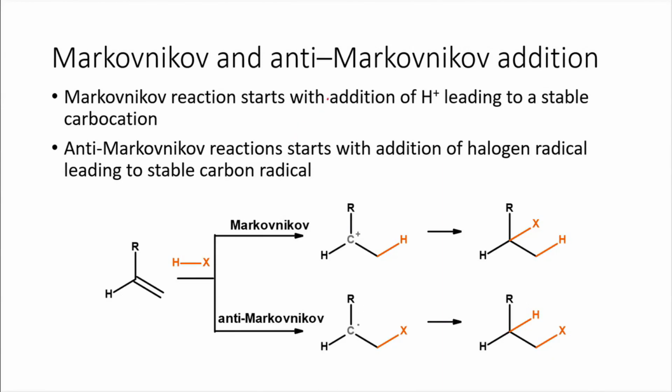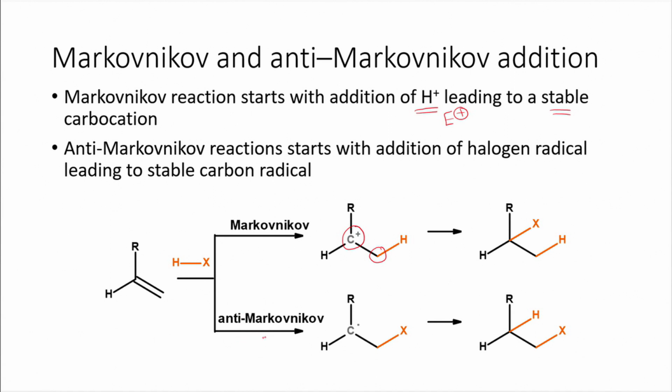So, if you look at Markovnikov and anti-Markovnikov addition, the Markovnikov addition starts by the addition of H plus ions. So, this is the electrophile which adds in this particular reaction. The electrophilic addition leads to a stable carbocation. In this particular case, when the hydrogen adds to the terminal carbon, the internal carbon becomes more stable. So, that is how the normal Markovnikov addition actually proceeds.